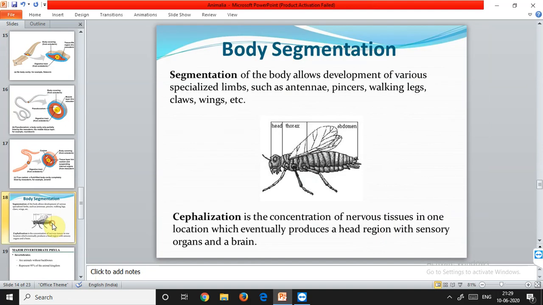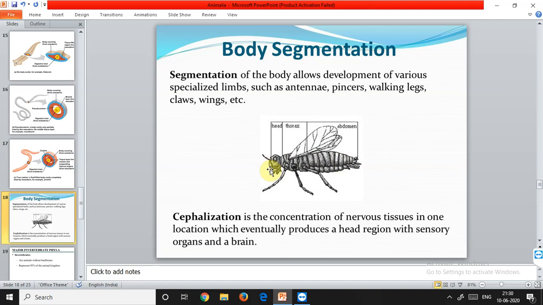Now we'll talk about body segmentation. So what is segmentation? Segmentation is also called metamerism. It is an architectural body plan in which an organism is built by a series of segments. So you can see these are the different segments, and these segments are forming the complete body. These segments are called metamers, and the formation of metamers is called metamerization.